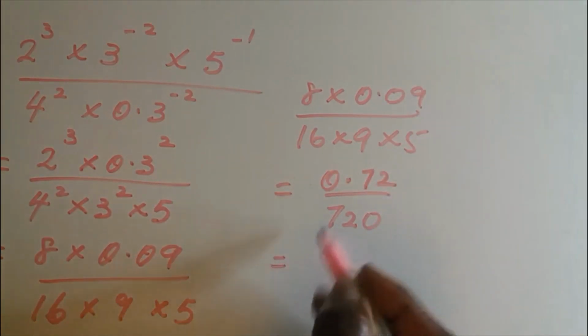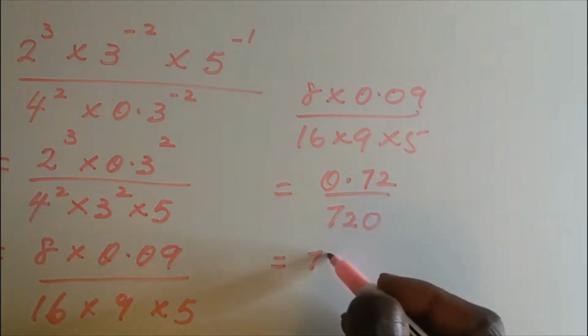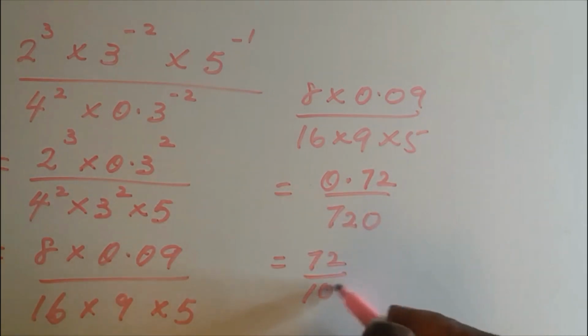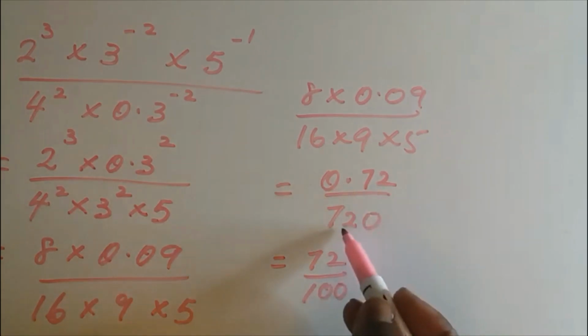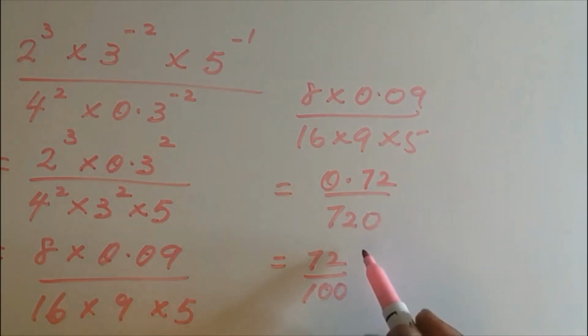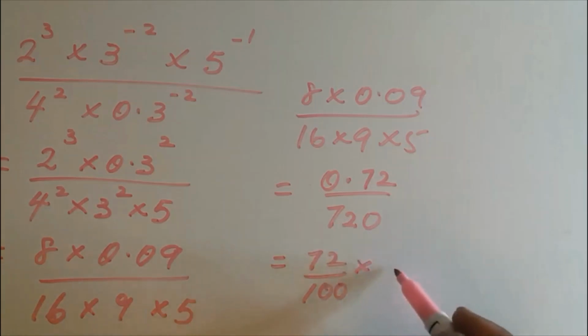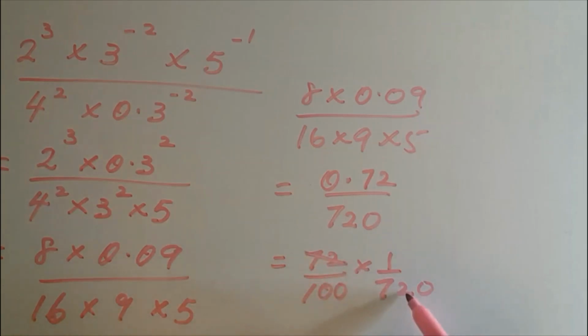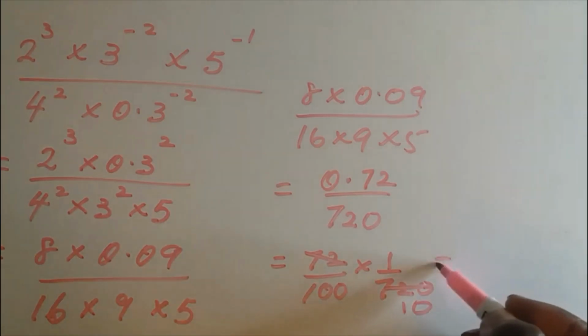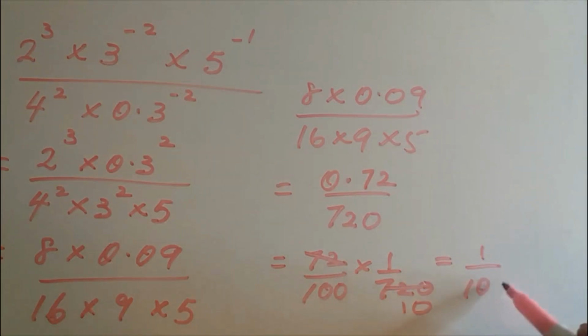And further to this, 0.72 is the same as 72 over 100, and that's in the numerator. Now it's 720 over 1 in the denominator. We make that 1 over 720 and multiply it by 72 over 100. Now we can cancel or simplify in this direction. This gives us 10. And now we're left with 1 over 100 times 10, which is 1 over 1,000.